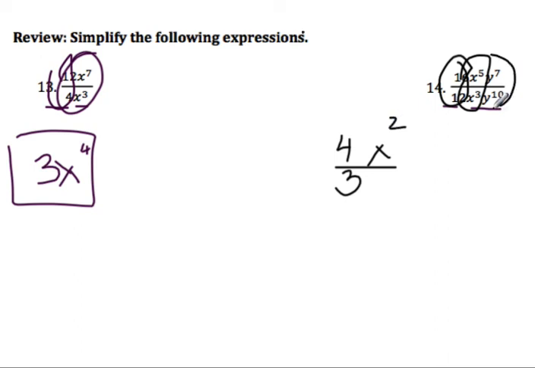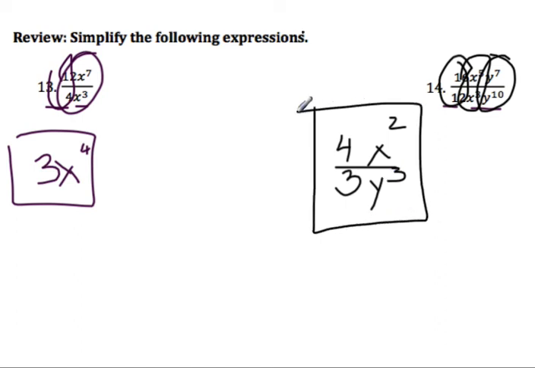Then taking a look at y's, I have y to the 7th over y to the 10th. Well, the bigger amount of y's is on the bottom, so I'm going to write that on the bottom. 10 minus 7 leaves you with 3. So we have 4x squared divided by y to the 3rd power.